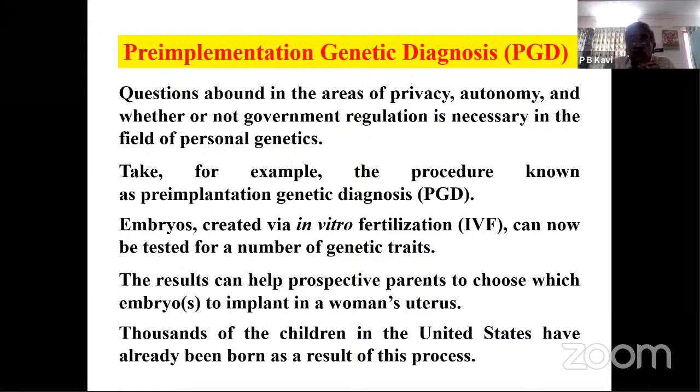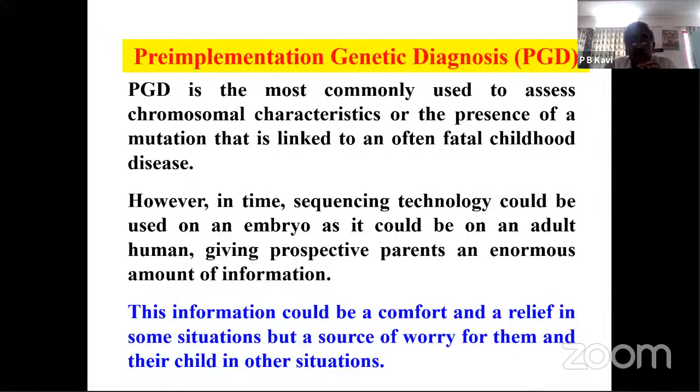Similarly, if you know the genome sequence, we will have certain advantages. For example, preimplantation genetic diagnosis. Your embryos that are created via in vitro fertilization can now be tested for a number of genetic traits. The results can help prospective parents choose which embryo to implant in a mother's womb, or which embryo should not be implanted. So this can help thousands of children as well as the parents. What is important here is that several parents will benefit if they come to know whether the child who is going to be born is going to be healthy or not healthy.